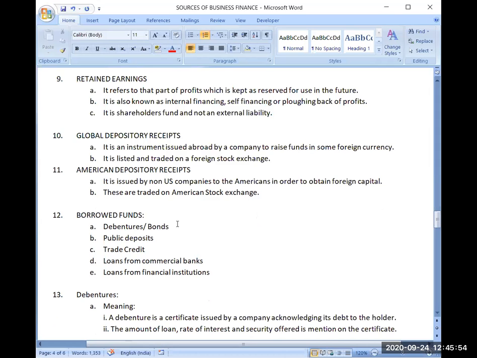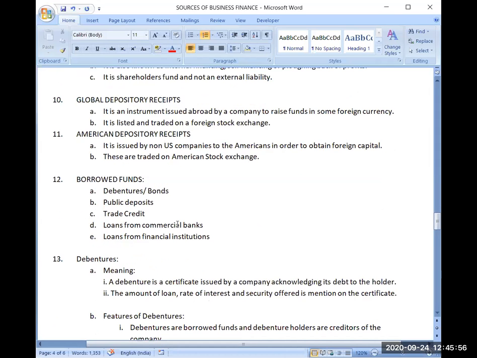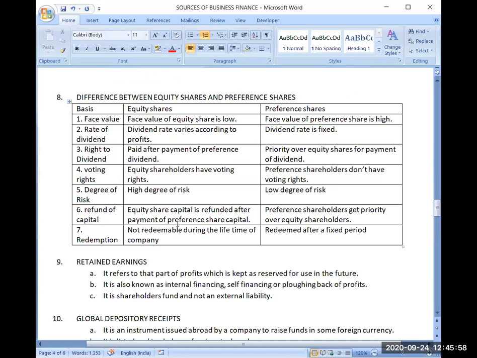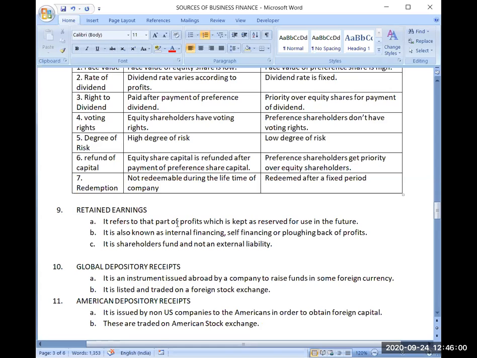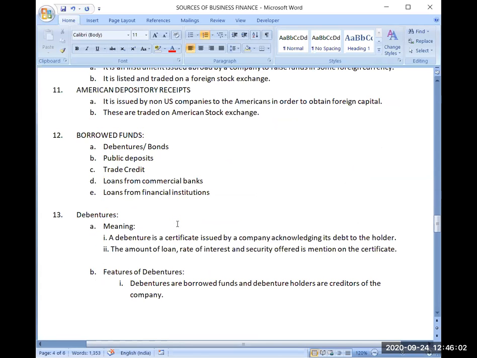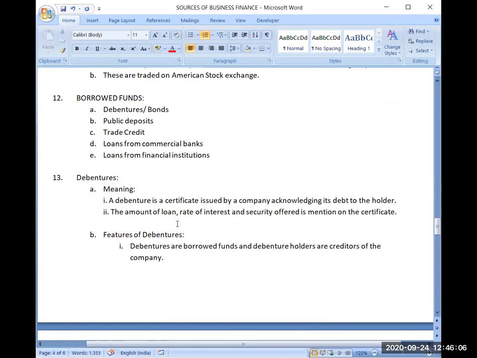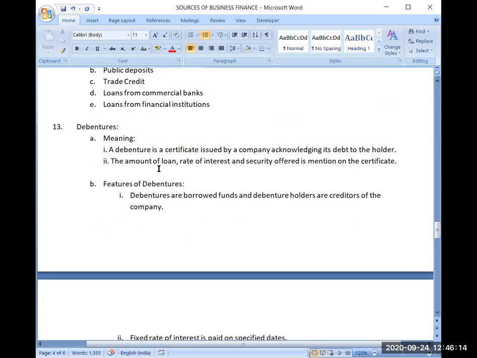Now coming to the next topic. So this way we have completed owner funds. Now the next type of funds is borrowed funds. So in the category of borrowed funds, the first category is debentures and bonds. Now what is the meaning of debentures and bonds? Let's see. First we will do debentures.